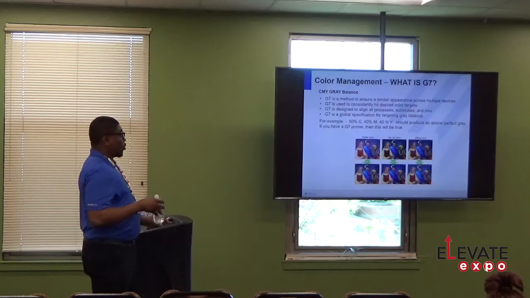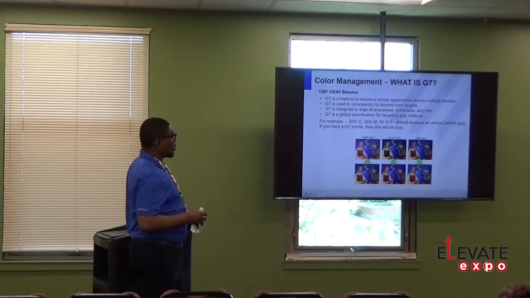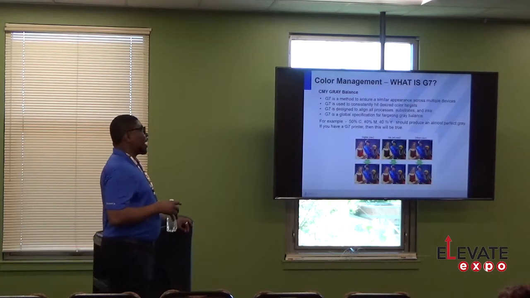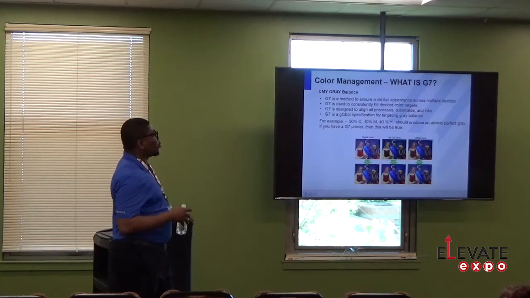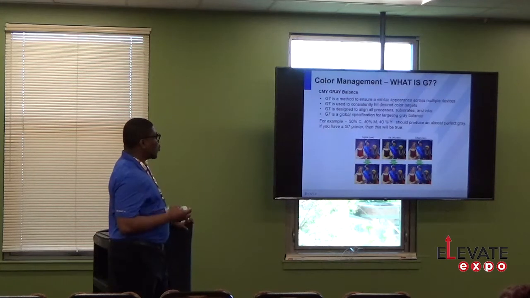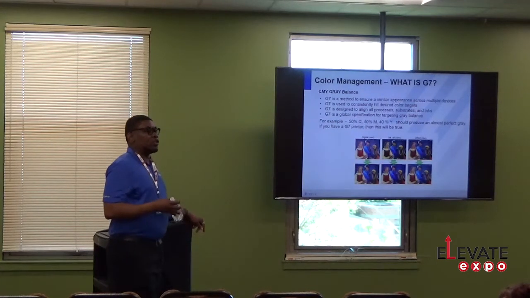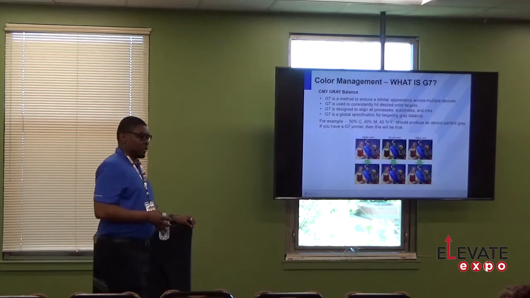G7 is a method to ensure a similar appearance across multiple devices. It's used consistently to hit desired color targets. It's designed to align all processes, substrates, and inks, and it's a global specification for targeting gray balance. Now, before you can get into G7, you need to have a printer that is capable of G7 printing. Not every printer on the market is capable of G7 printing.